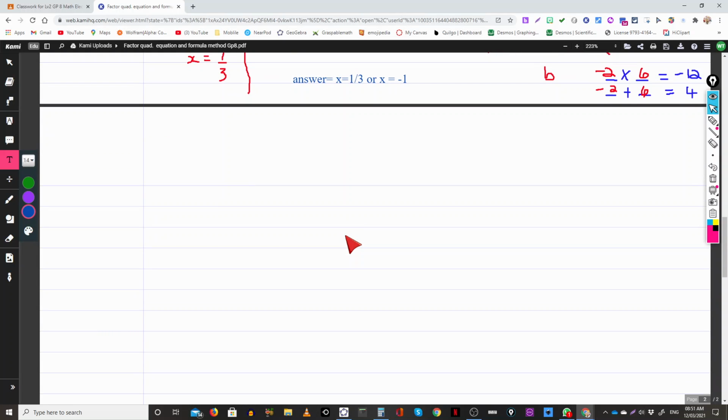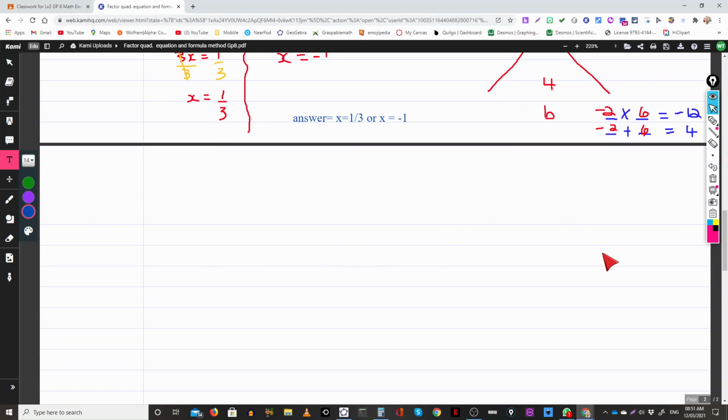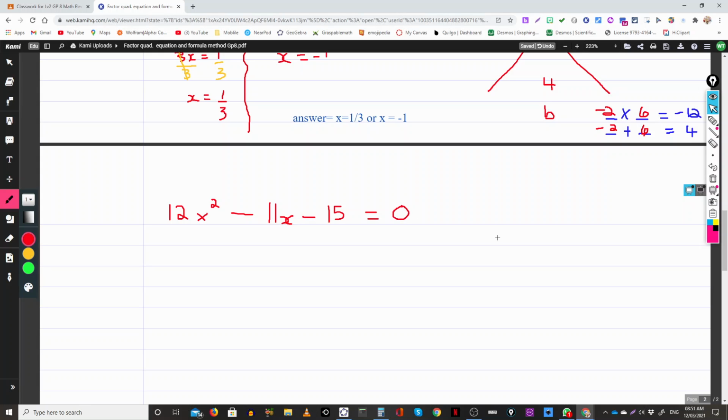Let's do a next example. So the next example that we'll be doing is 12x squared minus 11x minus 15 equal to 0. All right.